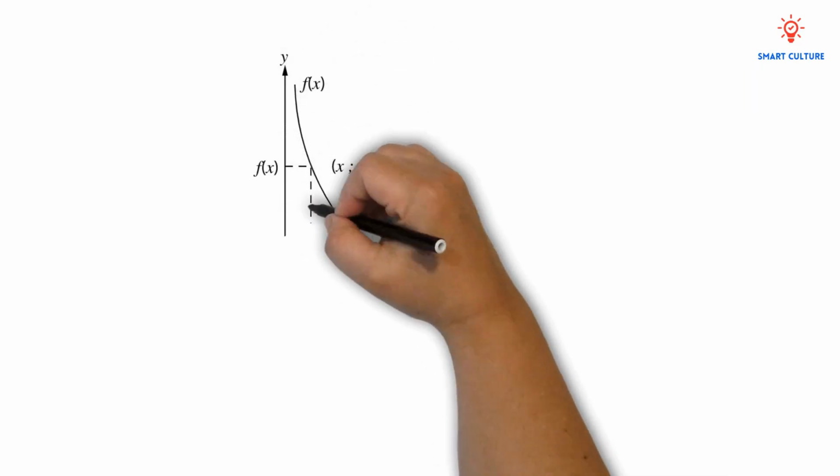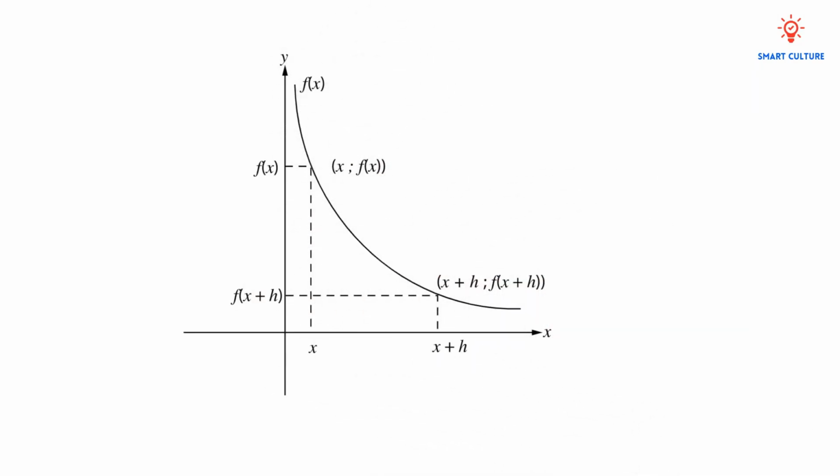What we'll do now is investigate the average gradient between 2 points. Let's take a look at this graph. You'll see we have 2 points on the curve and the coordinates for these points are also indicated on the graph. Now think about it. As h, which is the distance between the two x values, gets smaller, your 2 points will get closer together.